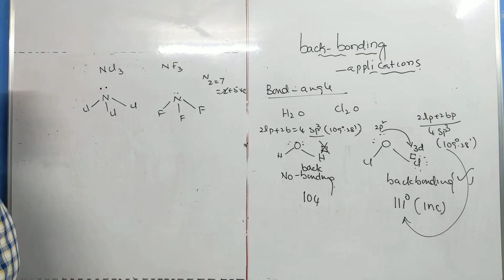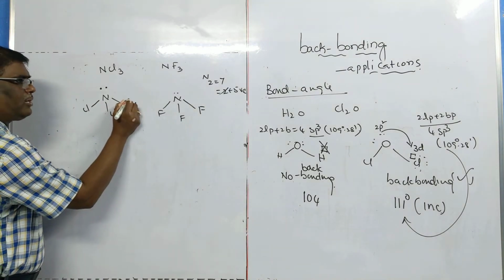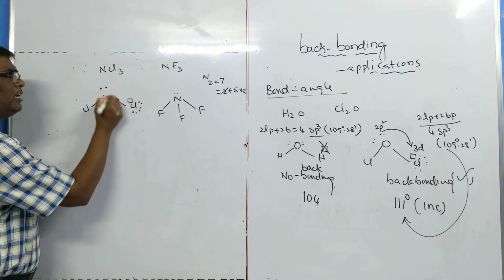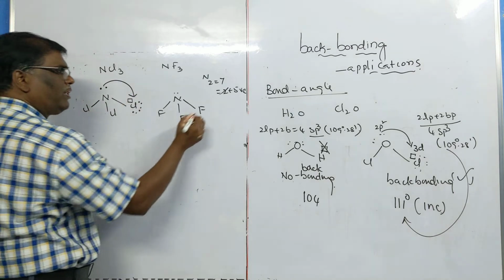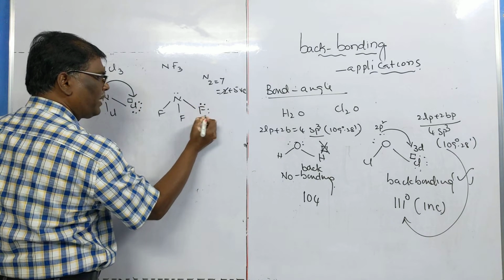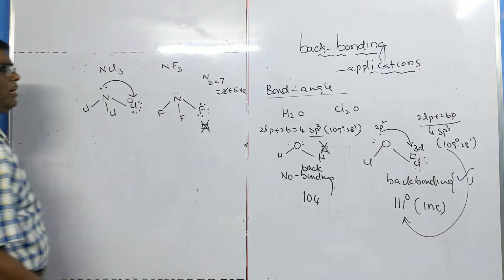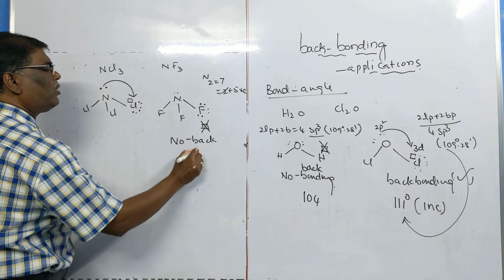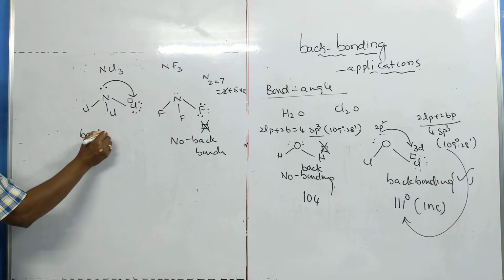Now which molecule can form the back bond? Nitrogen has a lone pair, and I told you chlorine has a lone pair as well as a vacant orbital. That's why overlapping is expected, back bonding is expected. Whereas fluorine has only a lone pair. There is no vacant p orbital. So here there is no back bonding, whereas in this case there is a possibility of back bonding.